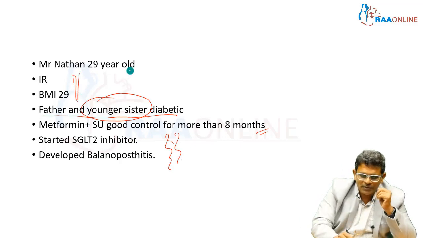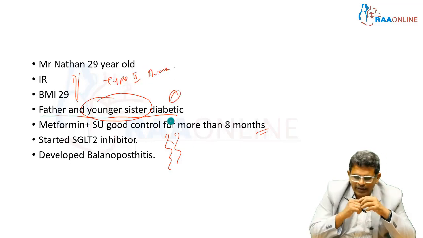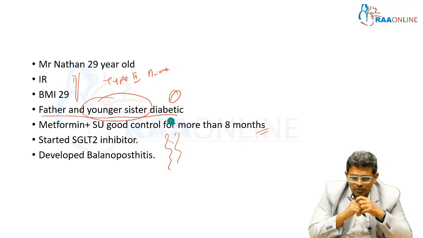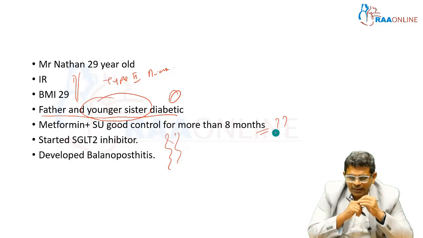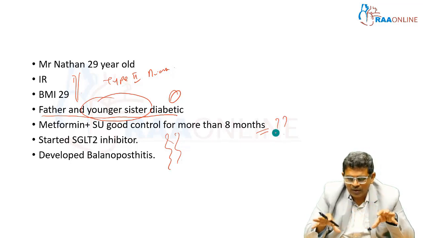So typically, looking at this, he looks like a type 2 diabetic. But why is there a younger sister who is diabetic and the individual is also diabetic? That is something which comes into question. Why did he lose the control within 8 months of being diagnosed? So these are the crucial areas which we need to look into in this patient.